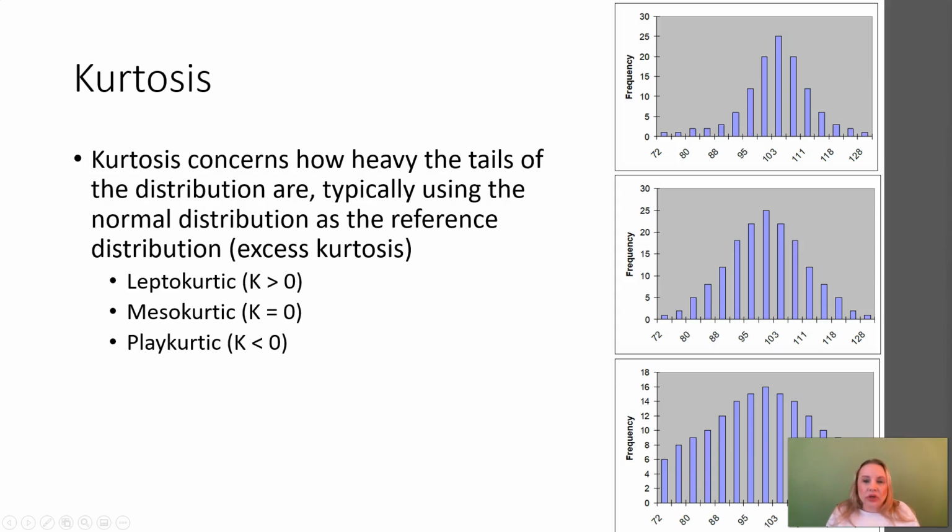Kurtosis is concerned with how heavy the tails of the distribution are, using the normal distribution as our reference for comparing our distributions. Leptokurtic means our k value is greater than 0. Mesokurtic is when our k value is equal to 0, and platykurtic is when k is less than 0. Here, the first one we have is leptokurtic, the middle one is mesokurtic, and platykurtic is here on the bottom.